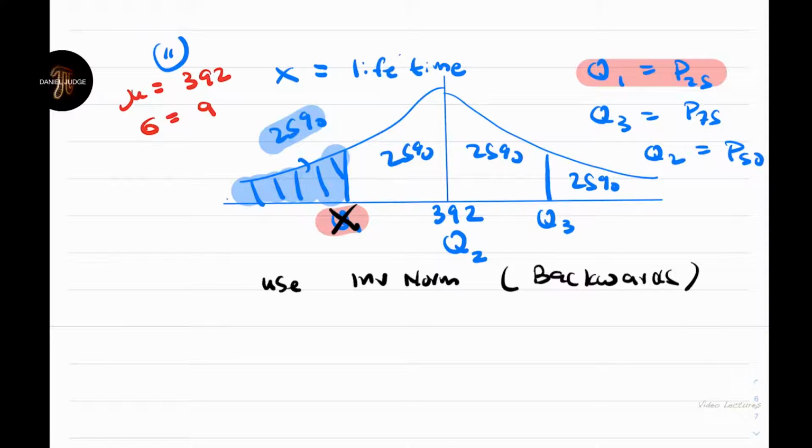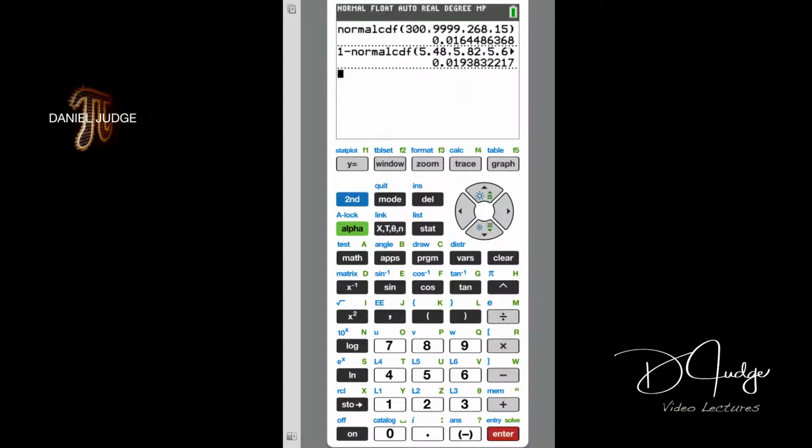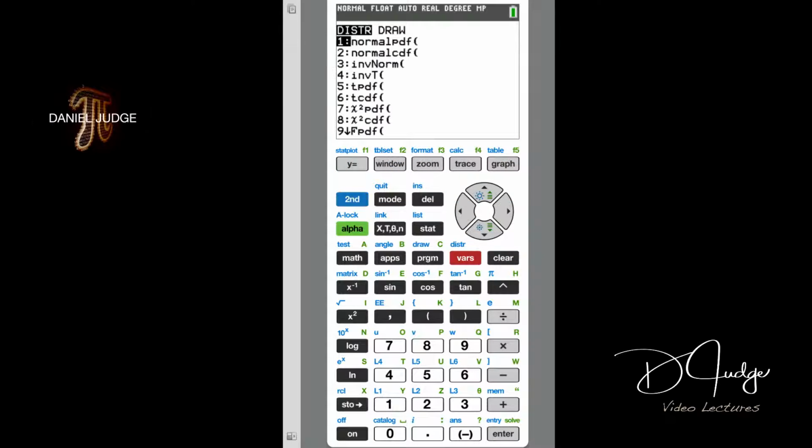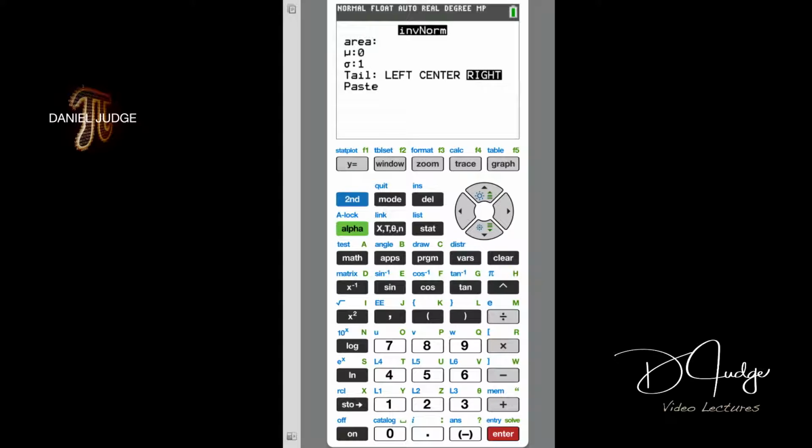So let's go to the TI now, and we'll clear this out. We're going to use second distribution again. Now it's inverse norm, number 3 here. Now we're going to have to put an area. So just scroll through again and take a look. Oh, it needs an area. Okay, I'll put 0.25 then, since I need an area. The mean of the lifespan was 392. The standard deviation was 9. Now look at the tail. They're asking, is this a left tail? Is it a center, which is really a contradiction because a center is not even a tail, but whatever. They're talking about area, or is it a right tail?